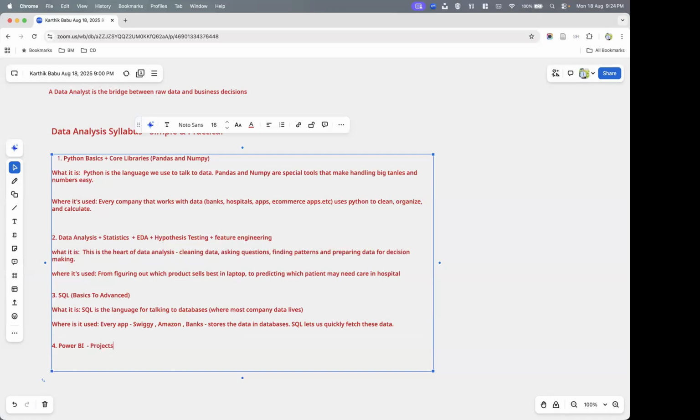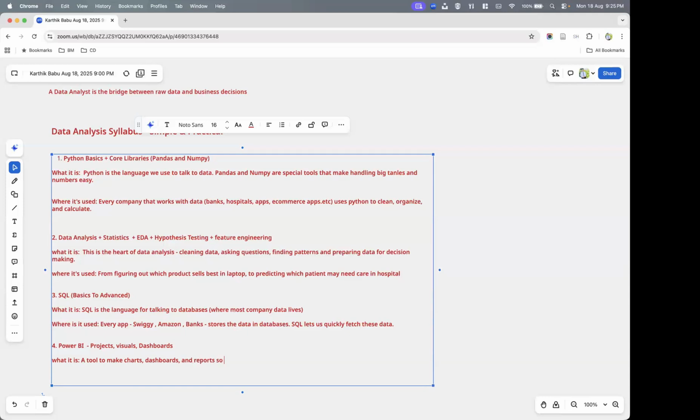So Power BI covers projects we will be doing in Power BI, visuals we will be showing, and we will also be creating some dashboards. Big organizations use all these things. So what is Power BI? It is a tool to make charts, dashboards and reports, so anyone can understand the story behind the data.